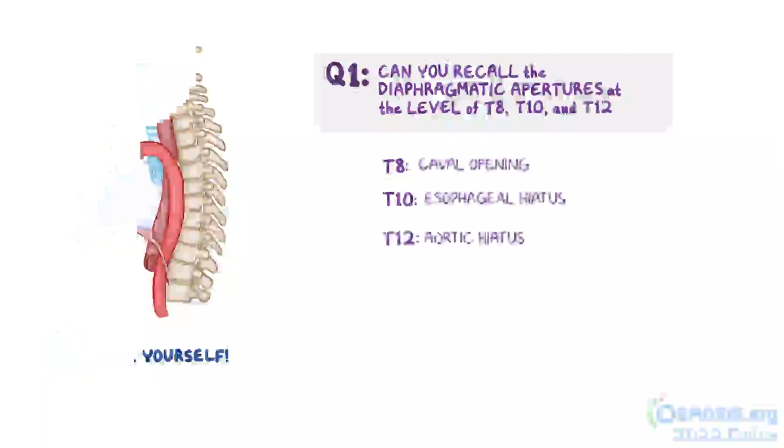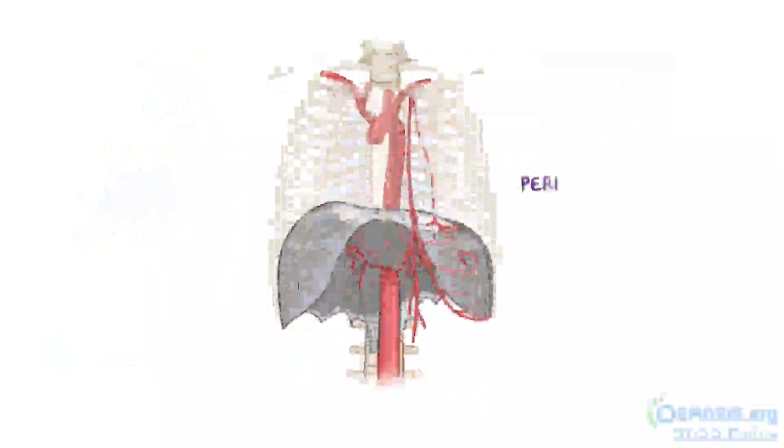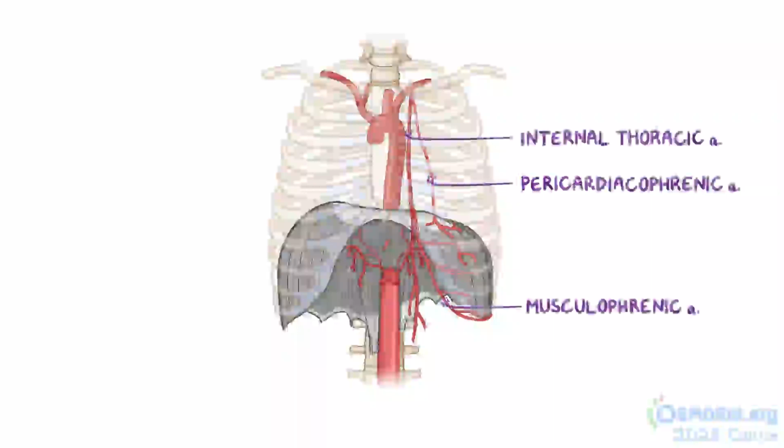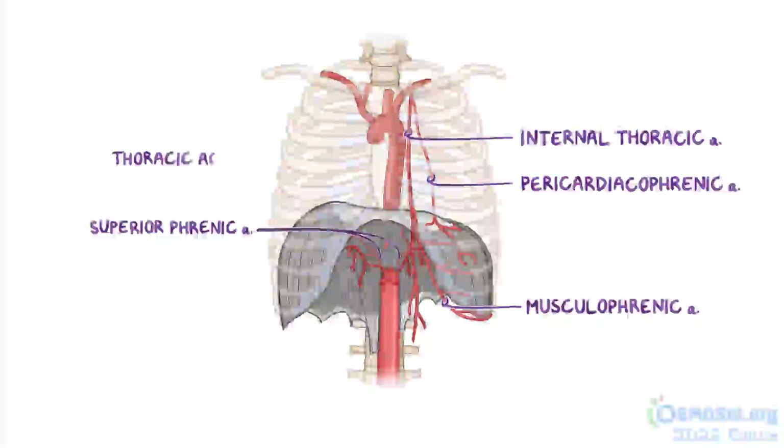Now, let's talk about blood supply. The superior surface of the diaphragm is supplied by the pericardiacophrenic artery and musculophrenic artery, which are branches of the internal thoracic artery, and the superior phrenic arteries, which are branches of the thoracic aorta just superior to the aortic hiatus. Its inferior surface is supplied by the inferior phrenic arteries, which arise from the abdominal aorta.